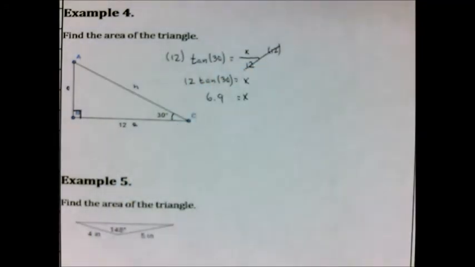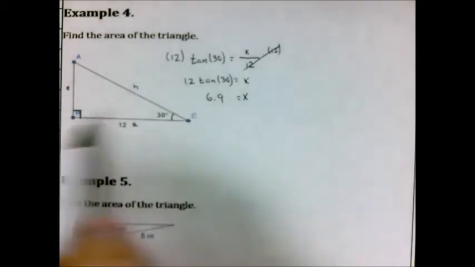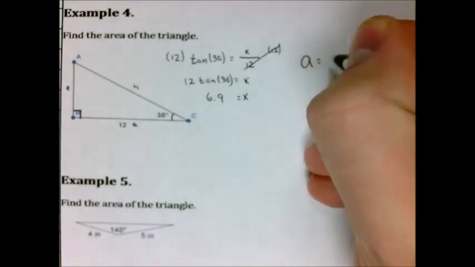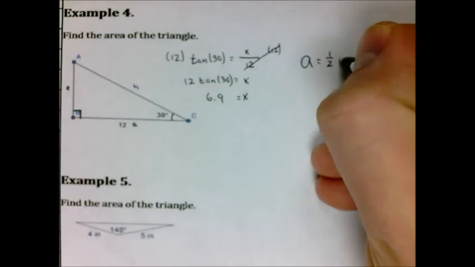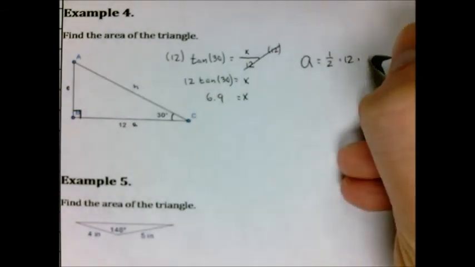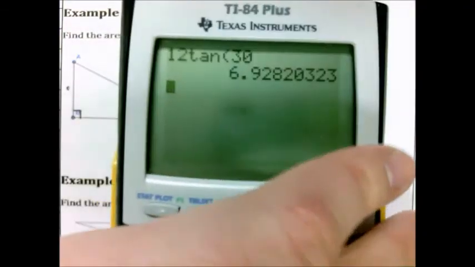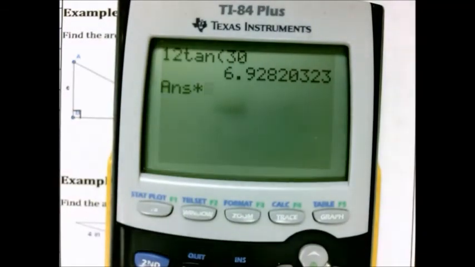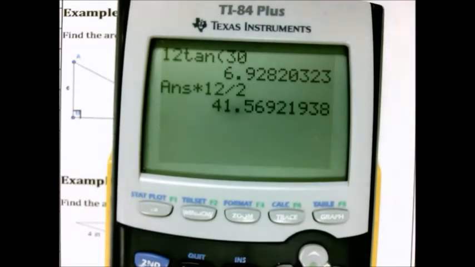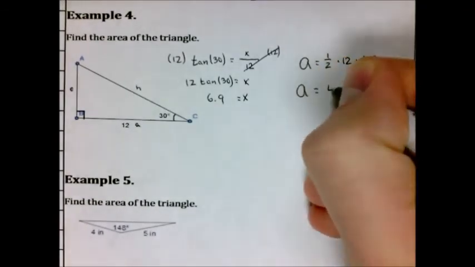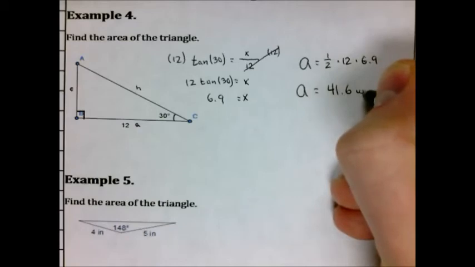Now remember, when we do our multiplication, we want to use that full value that we have in the calculator, right? So we're now able to find the area of the triangle. Okay, the area of the triangle is 1/2 times the base, which is 12, times the height, which is 6.9. And we can plug that into our calculator. We're going to use this whole number, right? So we're going to multiply it by 12 and then divide by 2, and we get 41.6 units squared. Area is equal to 41.6 units squared.